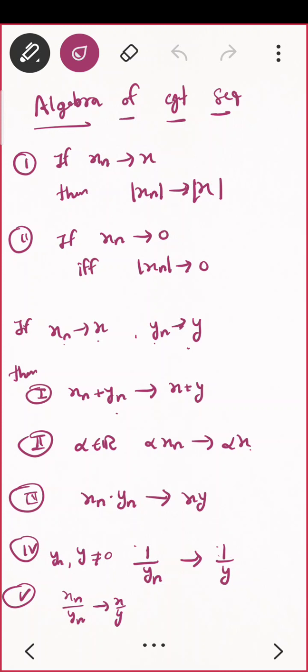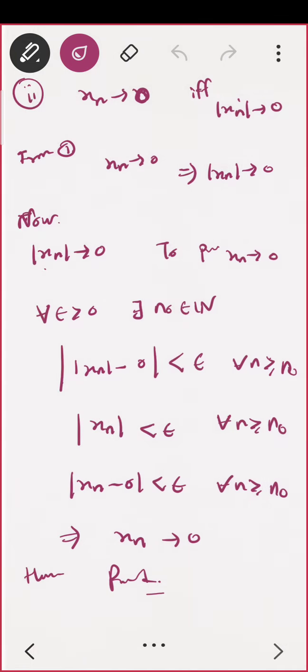Okay, what is the next one? I want to prove that if alpha belongs to the real numbers and xn converges to x is given, then I need to prove alpha xn converges to alpha x, correct? So I'll prove this like this. Let me do it, I want to prove the second one. We are given xn converges to x and alpha is a real number, correct? To prove alpha xn converges to alpha x, can you tell me how the elements of alpha xn look like? What is the first element of this sequence?